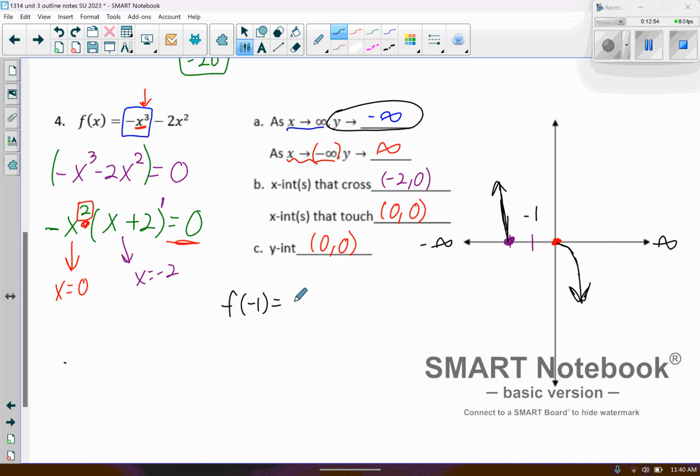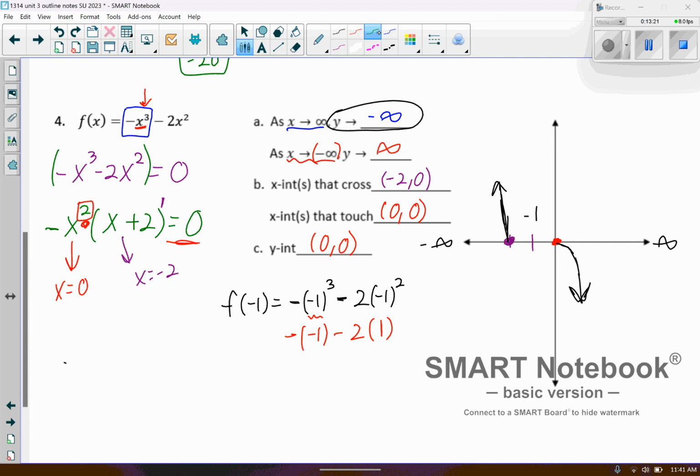So let's see, we're going to have negative and then -1 raised to the power of 3, and then -2 times -1 squared. And so let's see, -1 to the power of 3, I went over that up above, that will stay as a -1. And then -2 times -1 raised to a power of 2, that's an even, so that will actually turn to a +1.